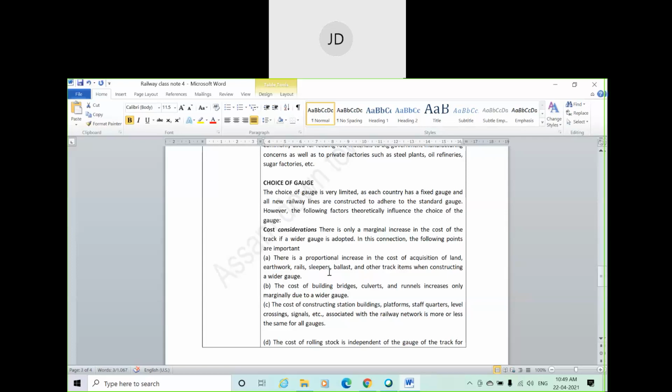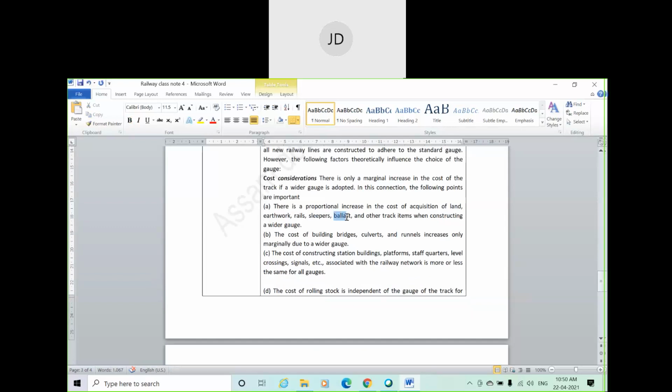There is a proportional increase in the cost of acquisition of land, earthwork, rail, sleepers, ballast, and other track items when constructing a wider gauge. That means if you go for a wider track, we need more area, so we need to acquire land. It also includes the cost of the extra land, then earthwork, the size of the sleeper, and the amount of ballast required, all of which will increase.